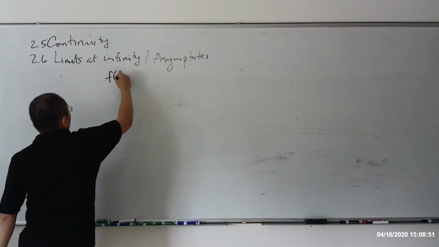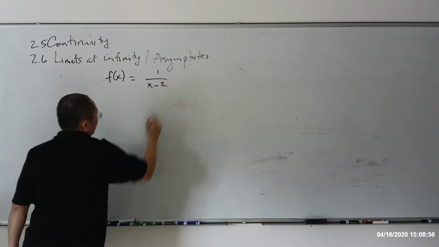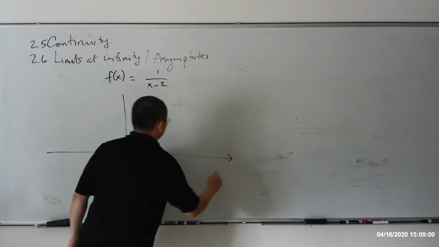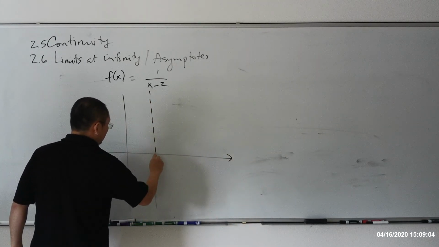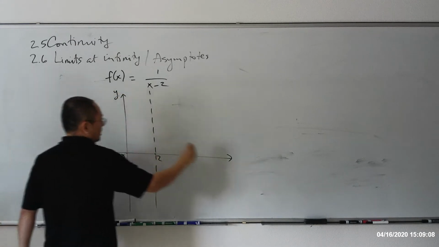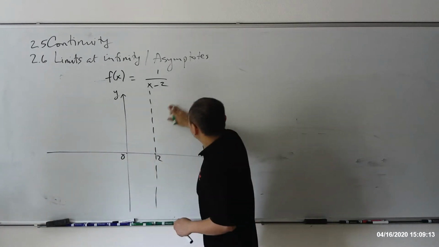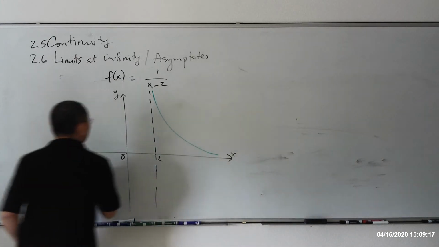How about this? f of x equal to, say, 1 over x minus 2, which is a hyperbola. Okay. See? It has the vertical asymptote right here at x equal to 2. This is the origin, and this is the y-axis, the x-axis. The graph looks like this.